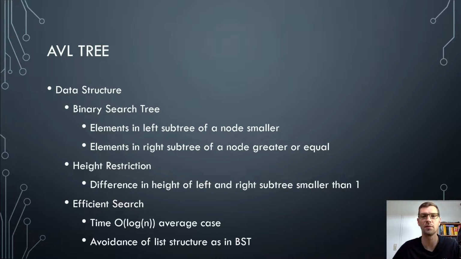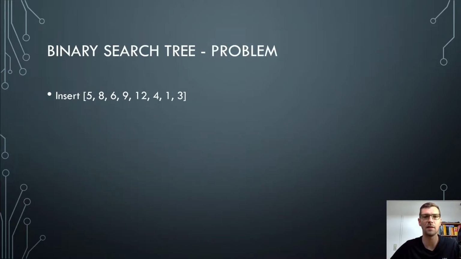And it is an improvement on the binary search tree in that we don't have the list structure as we would have in a binary search tree. Meaning that it is forbidden to have a list of elements compared to a real tree, and that is through the restriction in the height of the subtrees. Let's have a look at first at the binary search tree.